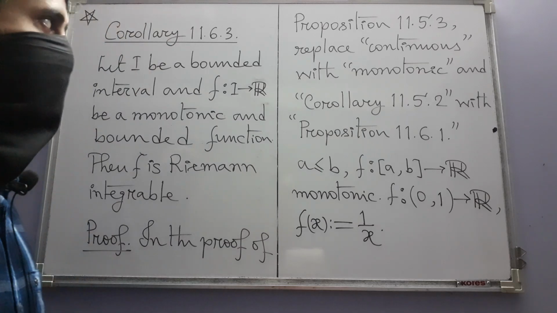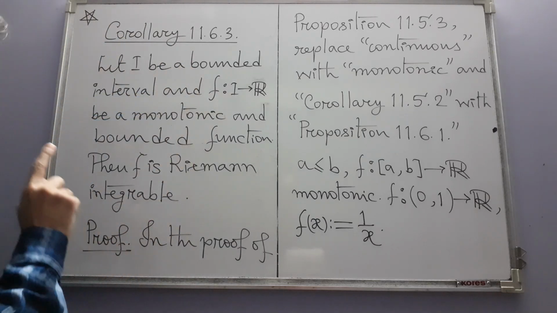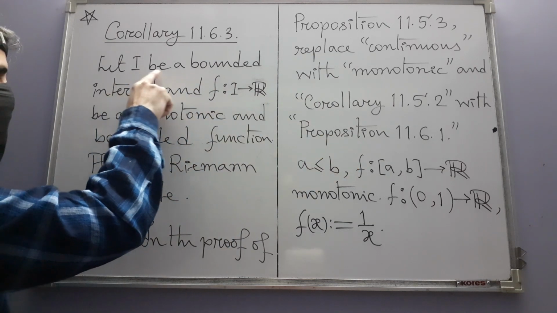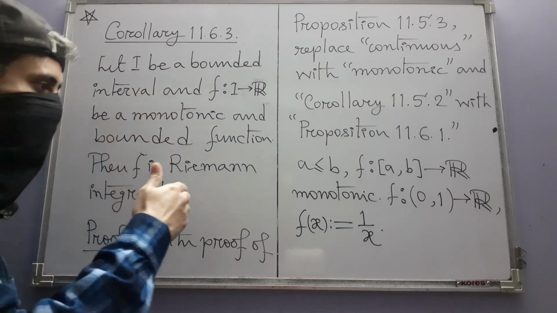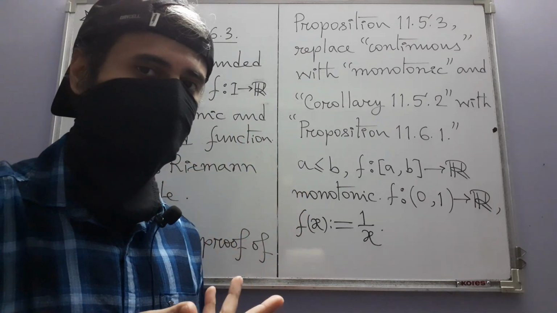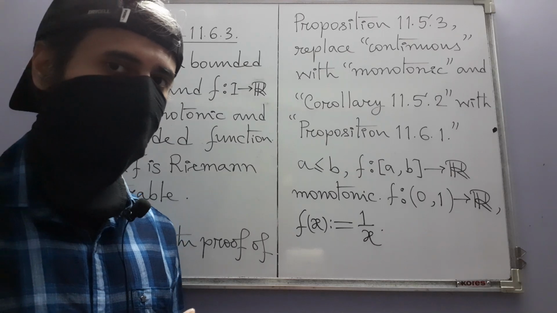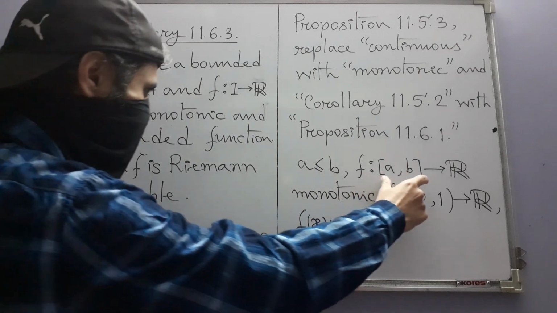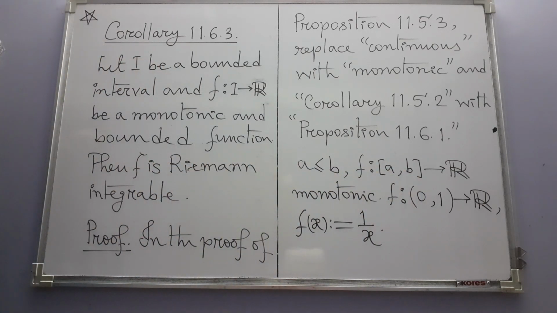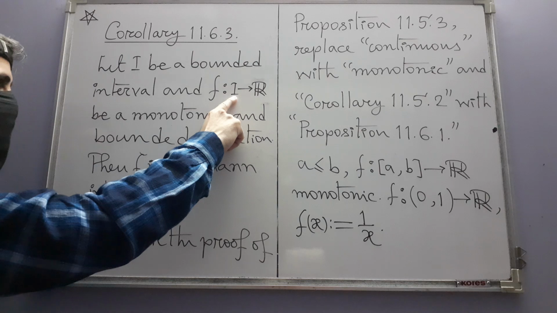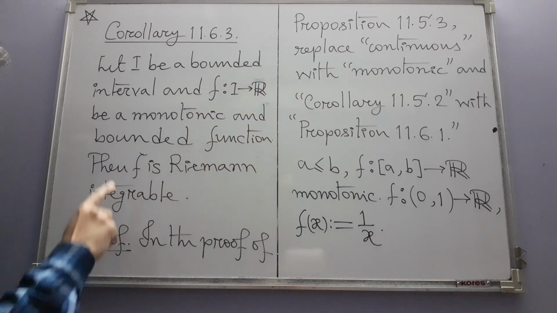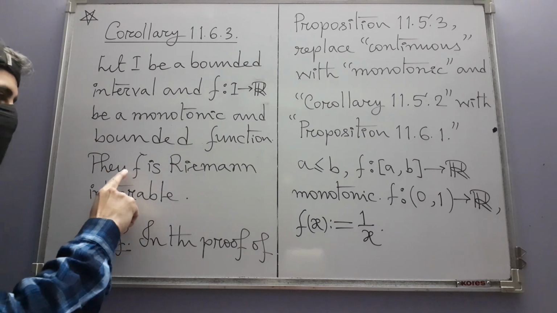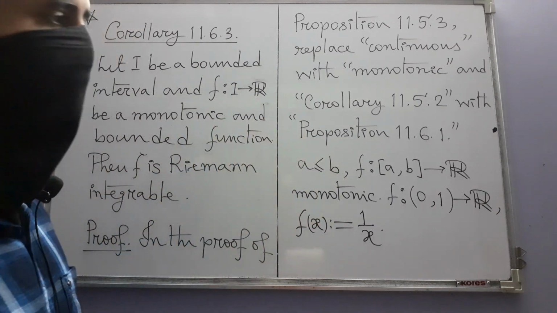And now we do so in this corollary. In this corollary, we start off like how we started that one, but now let I be a bounded interval. That means the boundary points of I are real numbers, but I can be an open interval or any of the two types of half open intervals. I can be this also, but I can be of the other types as well. And F is a function from I into R, and let F be monotonic and bounded. Then F is Riemann integrable, just like this one.